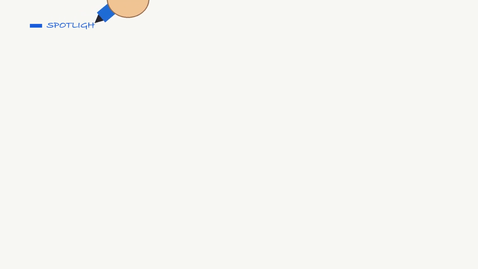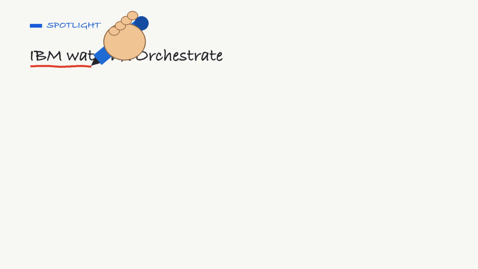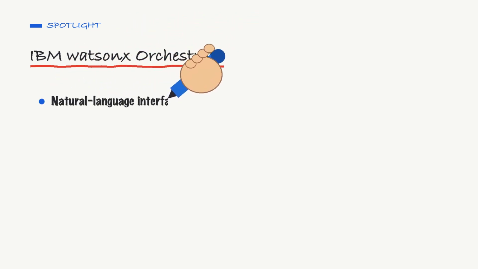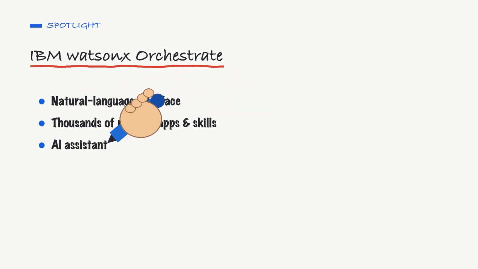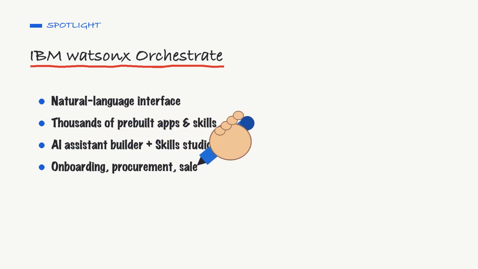One example worth a closer look, since this is IBM's guide. watsonx Orchestrate. It uses natural language to tap into thousands of pre-built apps and skills, with an AI assistant builder and a skills studio. Teams use it to onboard and support new hires, and to boost procurement and sales. No AI expertise required. Where is this heading?